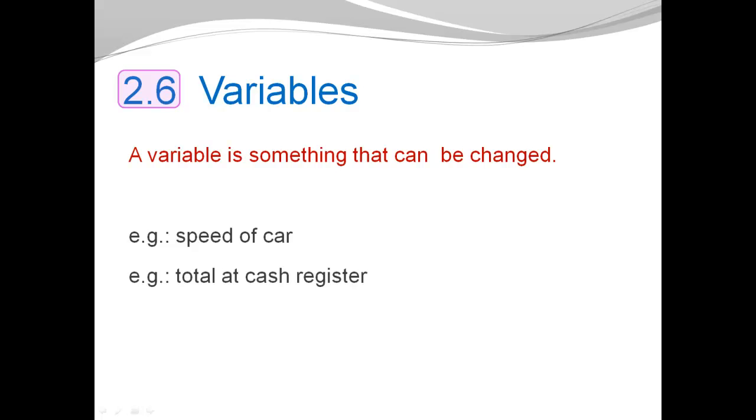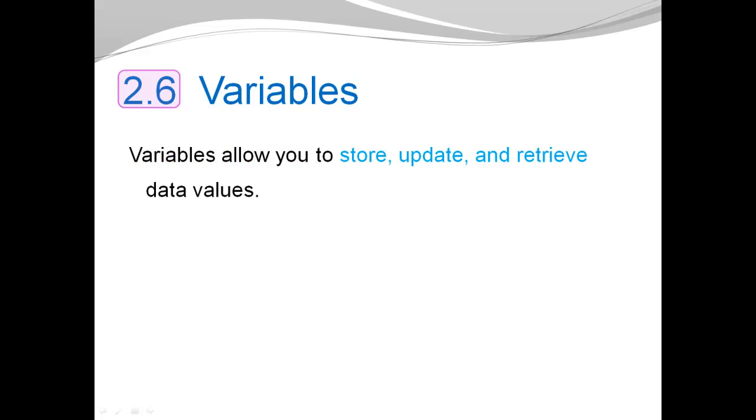Another example would be the total at the cash register. All day long, one total after the other total is evaluated. It always depends on what items are brought to the cash register, so the total changes over time. Variables allow you to store, update, and retrieve data values.